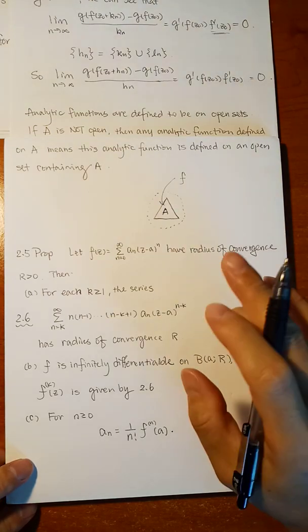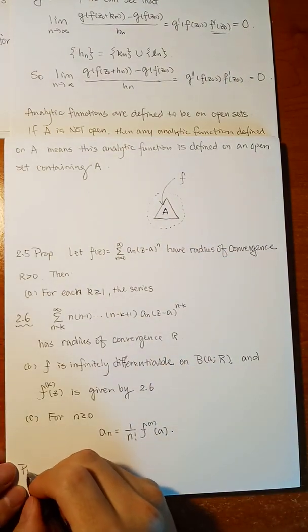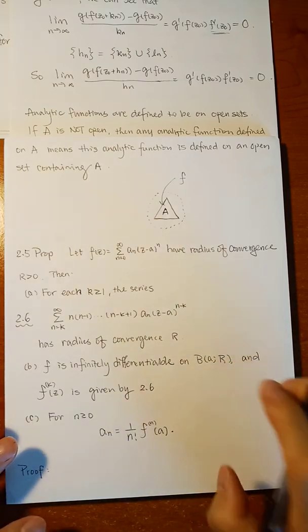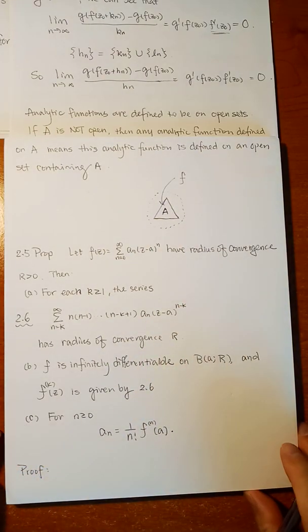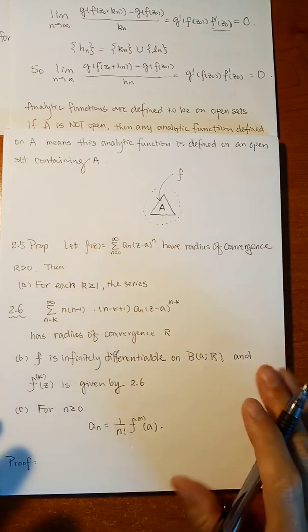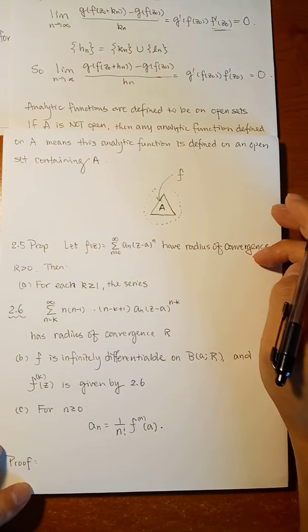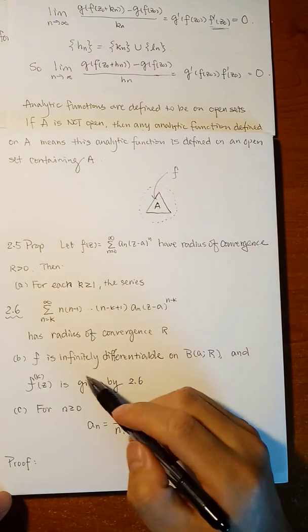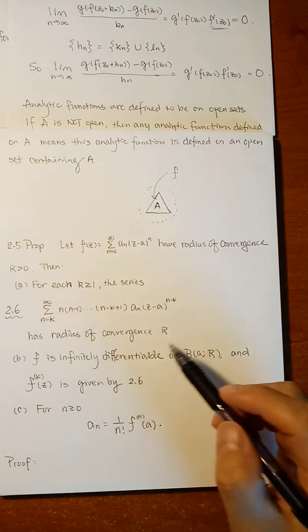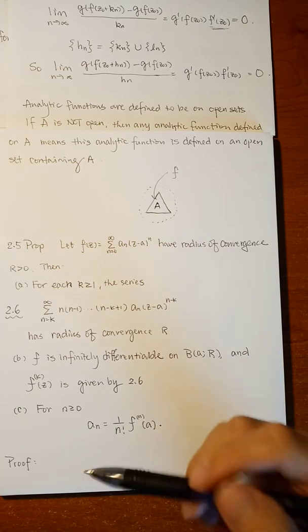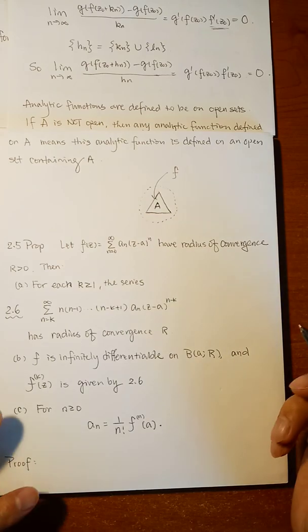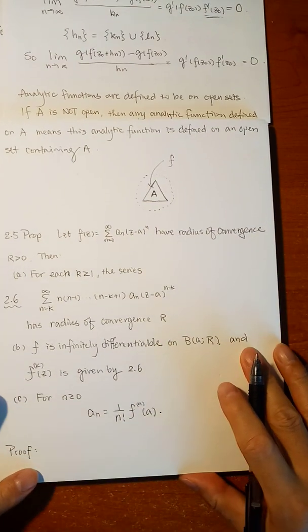Okay, now we are going to prove this proposition. After this proposition, we can see that we have a large class of analytic functions: all convergent power series will be analytic because they are infinitely differentiable. Analytic, by the definition, is just continuously differentiable, not even twice differentiable, but here it is infinitely differentiable. So now let's try to prove it.